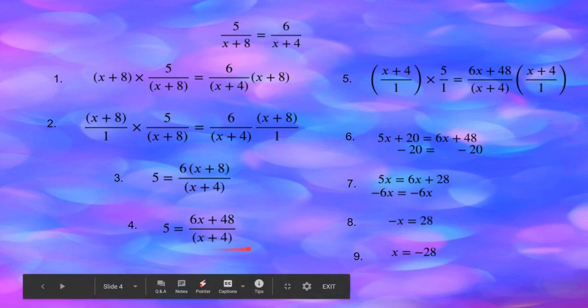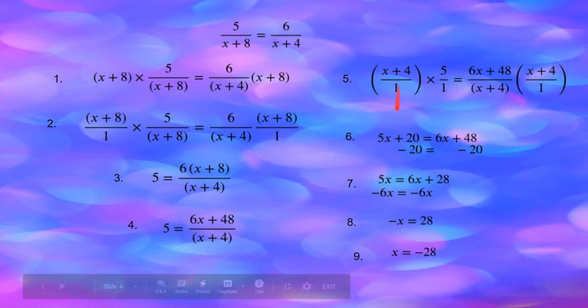Now you can see that there's a variable in this denominator, so we're going to do the same thing, but times both sides by x plus 4 now. And again, just put it over 1 so it's easier. So x plus 4 over 1 times 5 over 1, which should get you to 5 parentheses x plus 4. And then we distribute that and we should get 5x plus 20. Don't look at this negative 20 minus 20 yet.